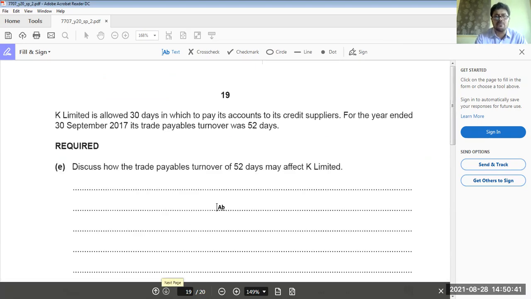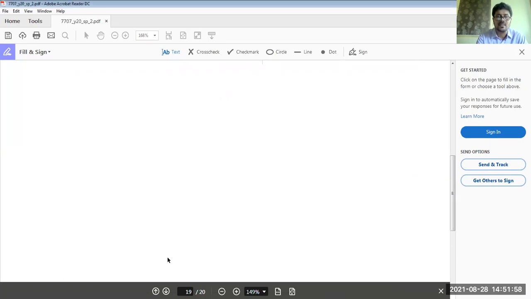K-Limited was allowed 30 days in which to pay its suppliers. The trade payable turnover was 52 days. Now, if turnover is 52 days, it means credit period is 30 and you are paying after 22 days beyond the credit period. So that is going to damage your reputation and your relationship with the supplier. You might have interest imposed on you. You might lose discounts and so many facilities. So it's not a good payable turnover. We have to improve our payable turnover. So this is it.